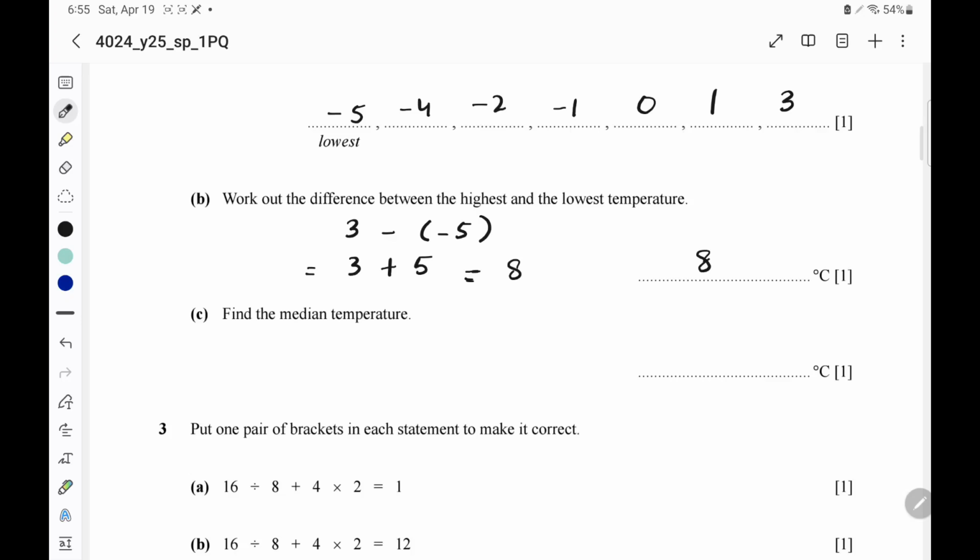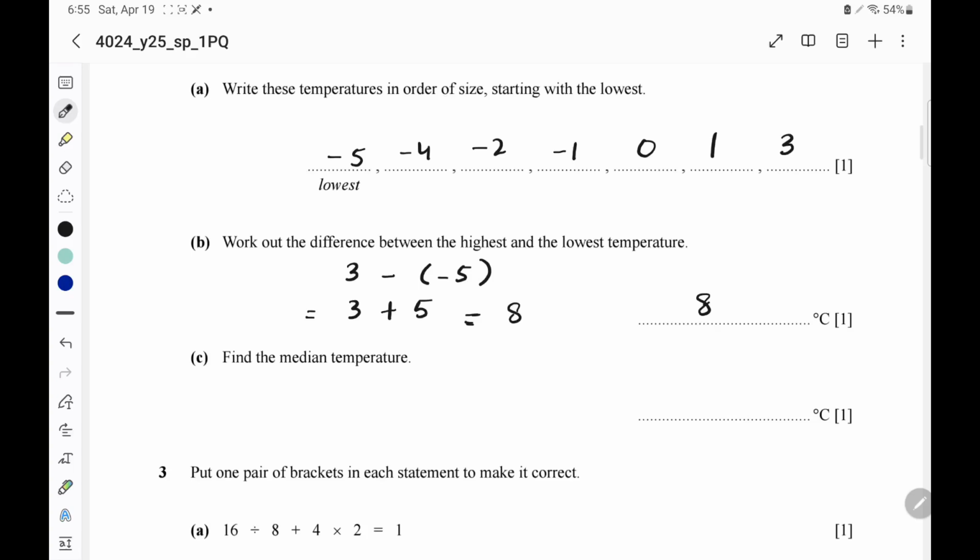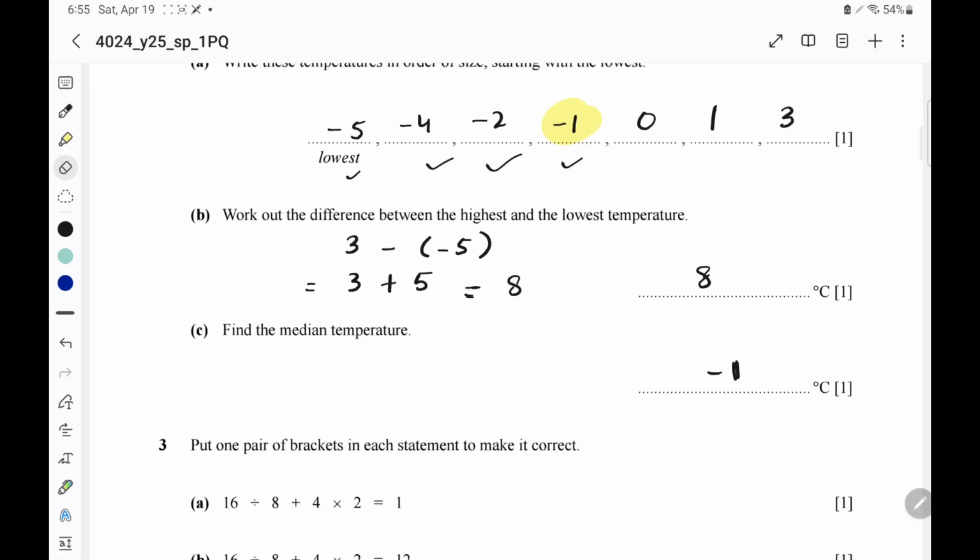Part C, find the median temperature. Median means the middle number, and we can see the middle number is -1. If there are too many numbers, then you can use n plus 1 upon 2. So there are 1, 2, 3, 4, 5, 6, 7 numbers. So 7 plus 1 upon 2 means 8 upon 2, means the fourth number will be the median. So 1, 2, 3, 4. So -1 is the median. But in this question it's very obvious that the center number is -1. All right, so that is the median.